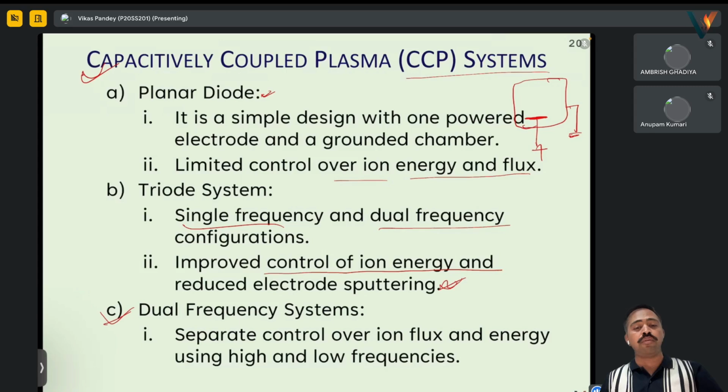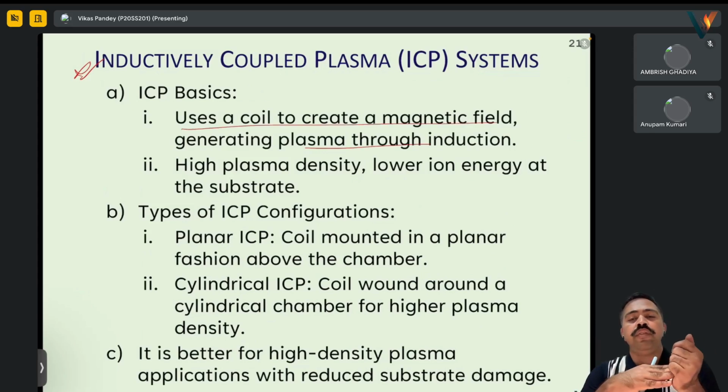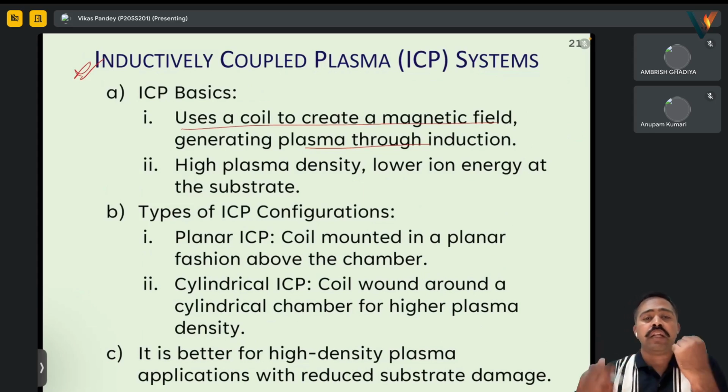...which has separate control over ion flux and energy using high and low frequencies. Then if we talk about inductively coupled plasma systems, it uses a coil to create a magnetic field, generating plasma through induction. So using an electric field, and in this case it will be an RF or AC, we are generating a magnetic field. And that will in turn generate the plasma through induction.